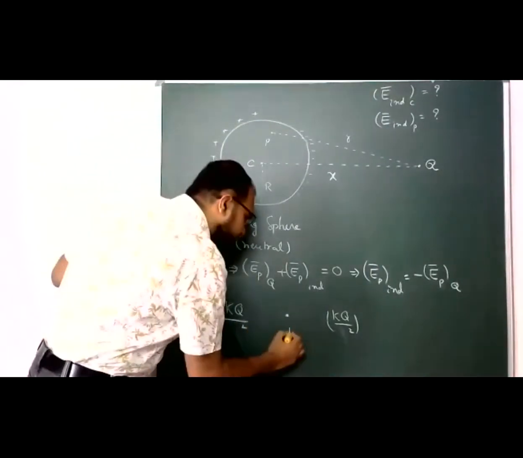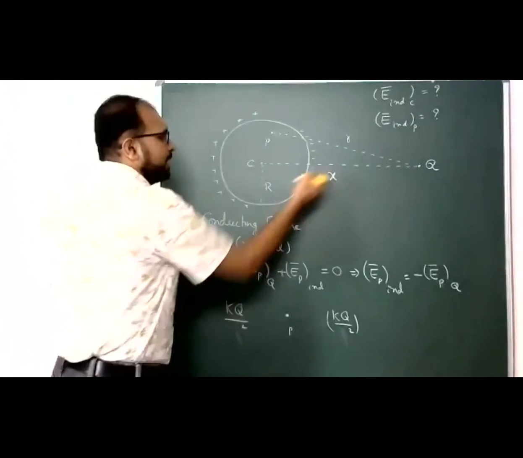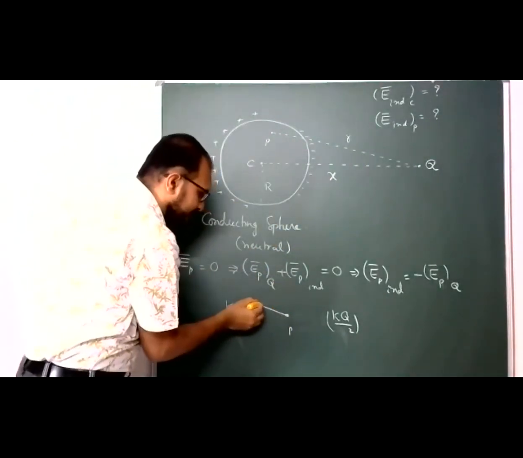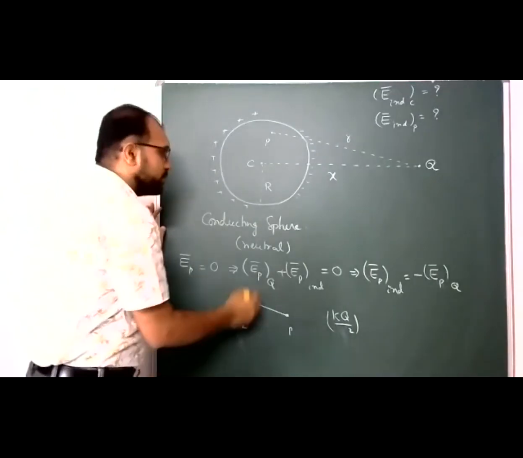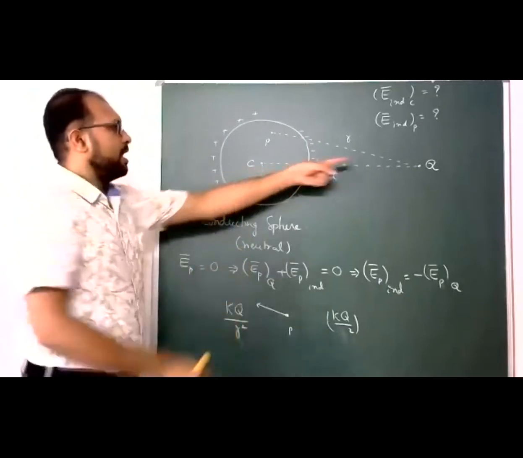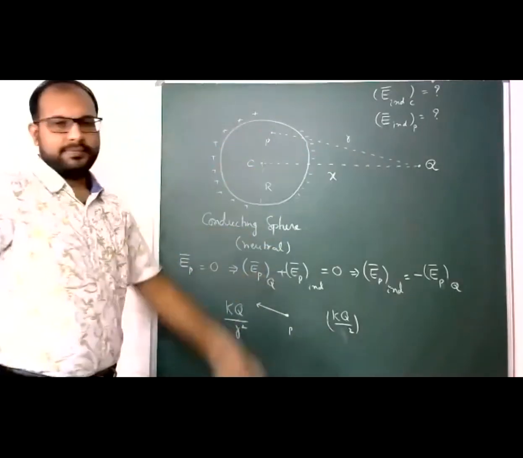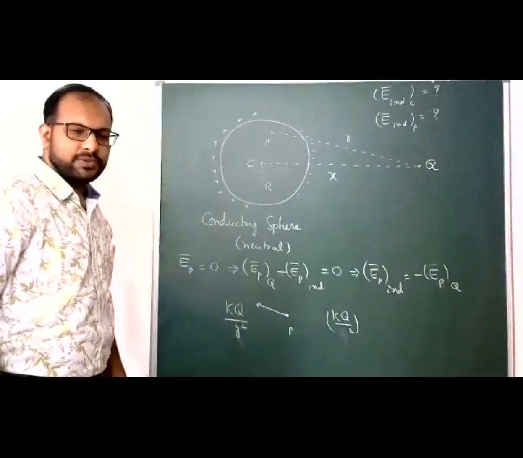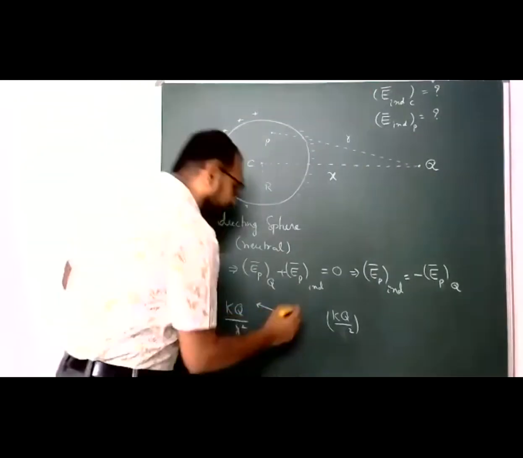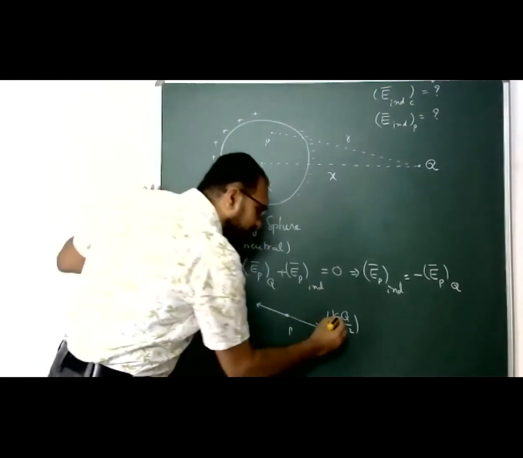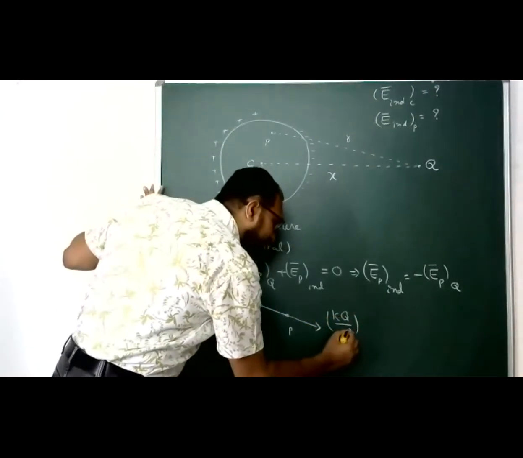Suppose it is point P, this point. Electric field along this line, how much is that? KQ by small r square. Along this line, away from positive, electric field is KQ by r square. Due to induced charges, it is negative, opposite, KQ by r square again.